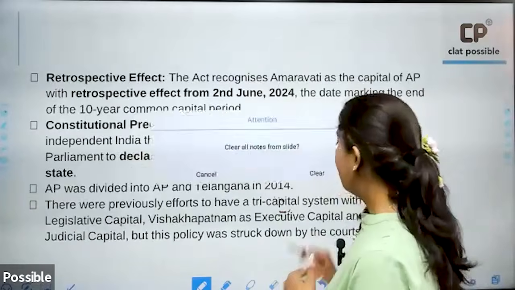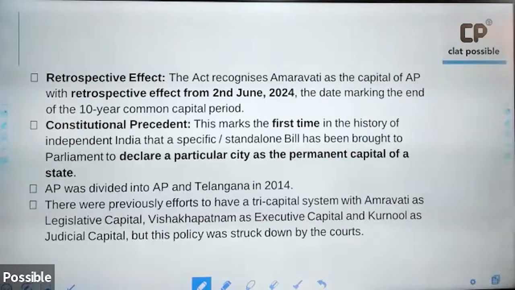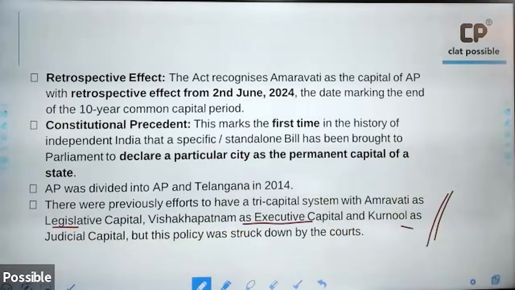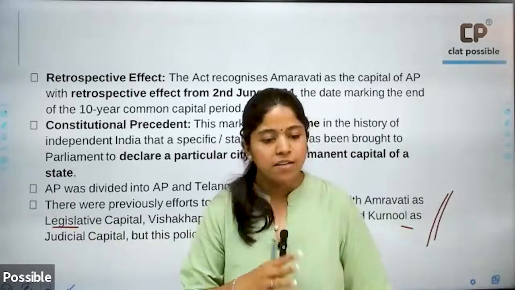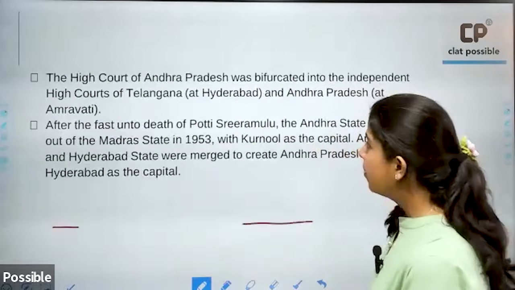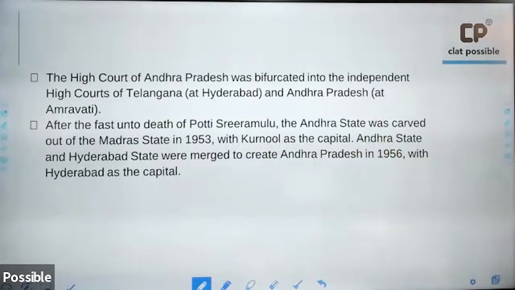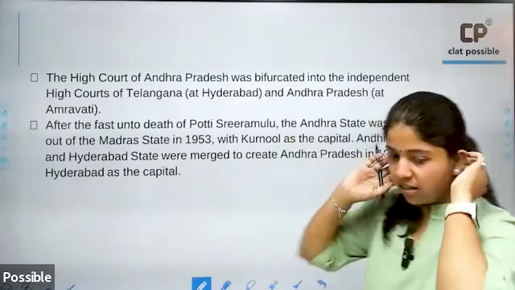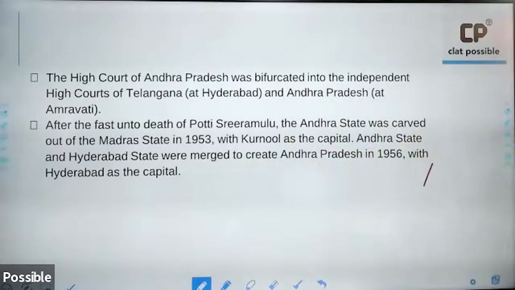All right. Now, why this is important is because initially Andhra Pradesh was suggesting 3 capitals, saying that Amravati was to be the legislative capital, Visakhapatnam was to serve as the executive capital, and Kurnool was to serve as the judicial capital, but then that was scrapped, and now it has chosen Amravati as its sole capital. All right. Also, the High Court of Andhra Pradesh was bifurcated into independent High Courts of Telangana at Hyderabad and Andhra Pradesh at Amravati. All right. Do remember that Andhra Pradesh was the first linguistic state to be created in India under the States Reorganization Act of 1953.